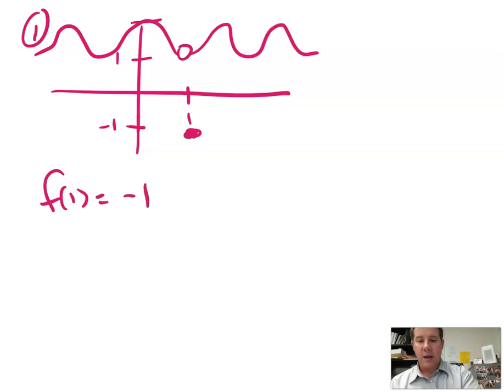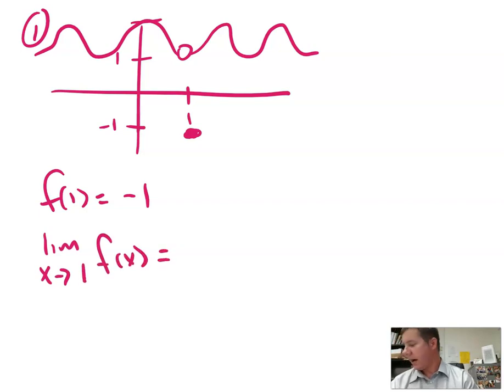Okay. Now I want to look at the limit as x approaches 1 of f of x. Alright, so this is a two-sided limit, right? No plus or minus sign, so I got to look at 1 from both directions. As I approach 1 from the left, I'm approaching +1. As I'm approaching 1 from the right, I'm approaching +1. Because they're approaching the same number, that is my limit.